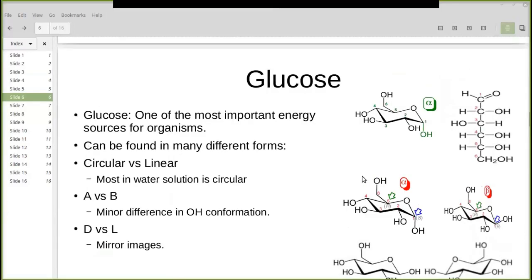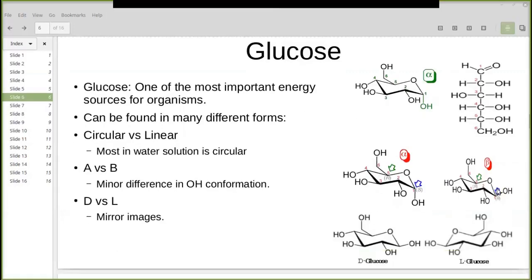And you can see it over here. You have the cyclic form of glucose, and then you have the linear form of glucose. This cyclic form is much more common. You have the alpha and the beta form of glucose. The OH is on different sides of the molecule, different conformations. And you have D and L glucose. They're flipped images of each other.